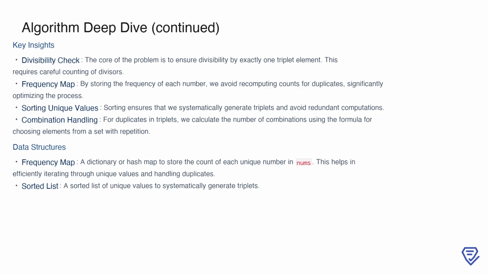The primary data structures involved are the frequency map, which is typically implemented using a dictionary or hash map, and the sorted list of unique values, which allows for systematic iteration.